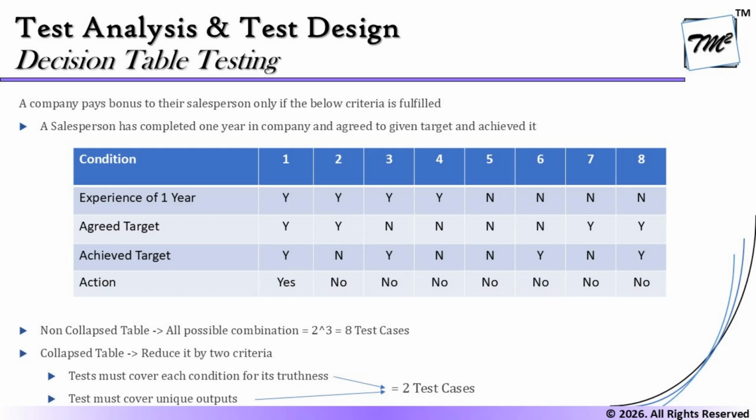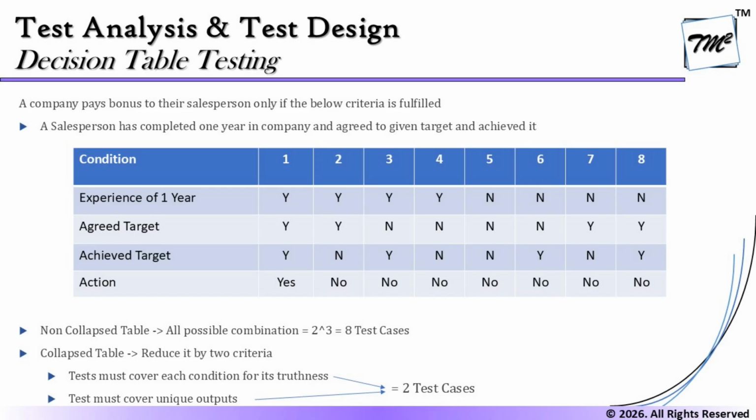Criteria number 1 to do the collapsed table is that each condition should be tested for its truthness, and second, each different output should also be covered where you are collapsing a table. So let's take a quick sample example to understand this better.